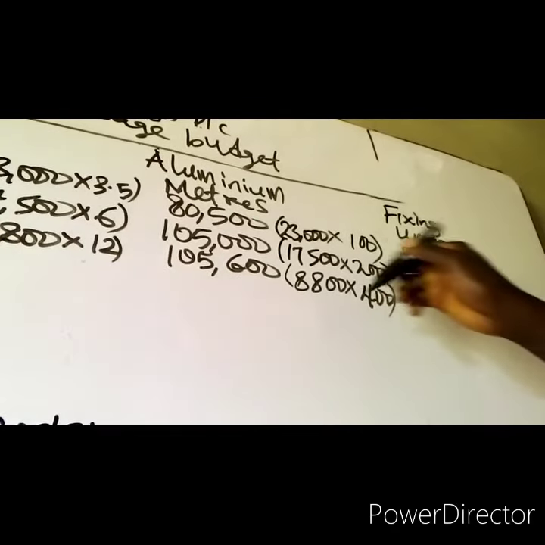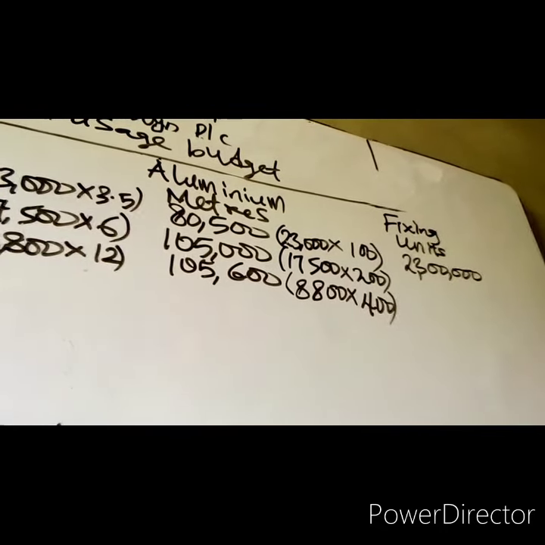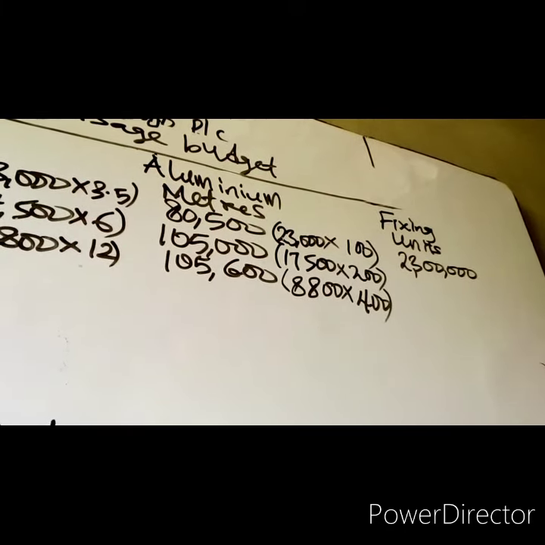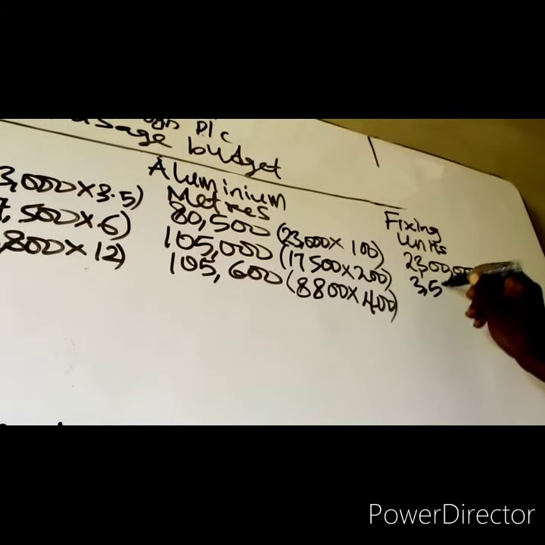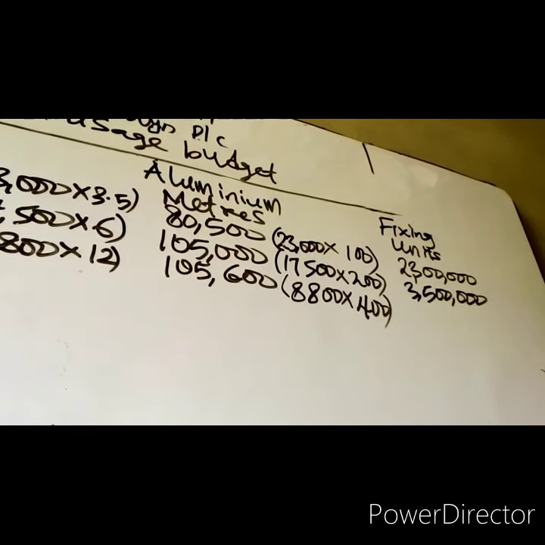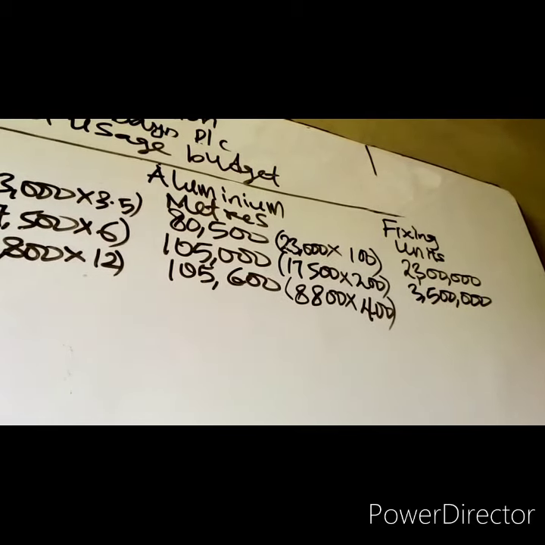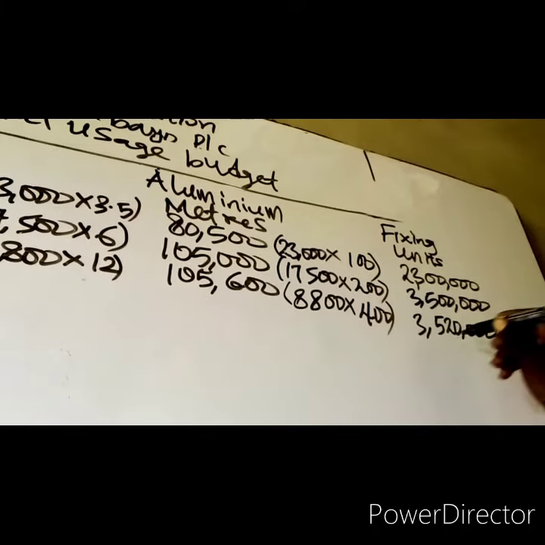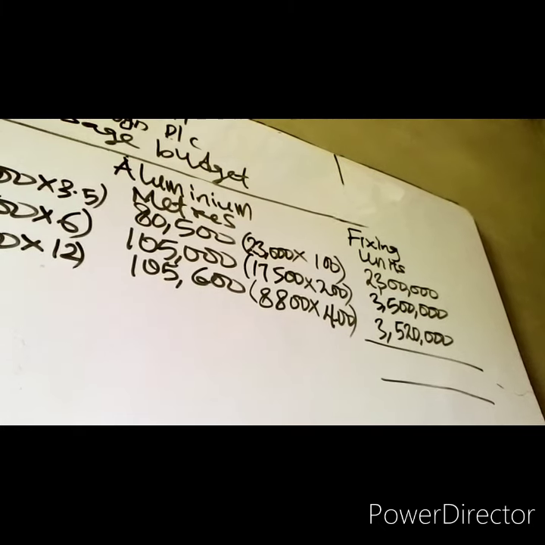This will give us 2.3 million if you multiply it. 23,000 times 100 will give us 2.3 million. 17,500 times 200 will give us 3.5 million, that is 3,500,000. Then 8,800 times 400 will give us 3,520,000. So when you sum it up, you get the expected usage.